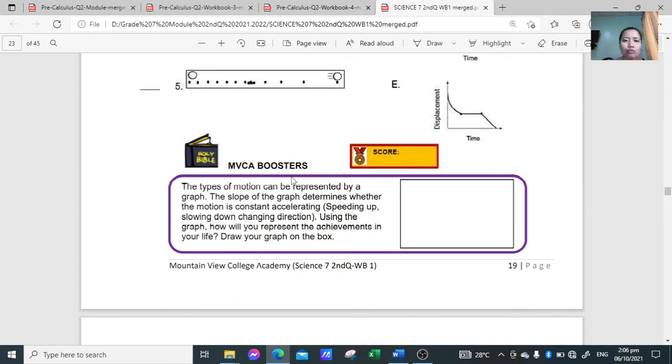For MVCA boosters, you are going to draw on the box your graph that represents the achievements in your life. So draw your own graph and then that graph will represent your life.